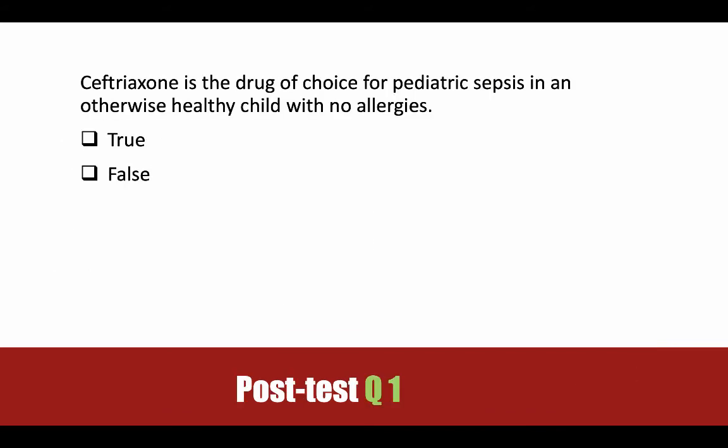So circling back to some of the questions we had in the beginning, this is absolutely true. So ceftriaxone is the drug of choice for pediatric sepsis. You can give it intravenous, intramuscularly, and also intraosseously.